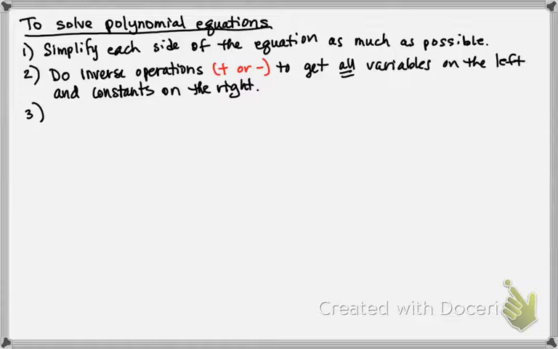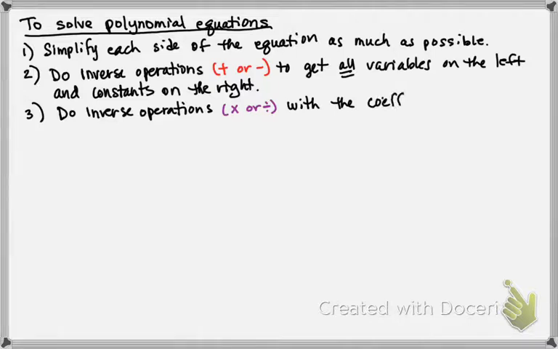Then we're going to do inverse operations. At this point, we just should have a term that has a variable and a term that's a constant, one on each side. So do inverse operations. This time, it's either going to be multiplying or dividing with the coefficient to get the variable alone.